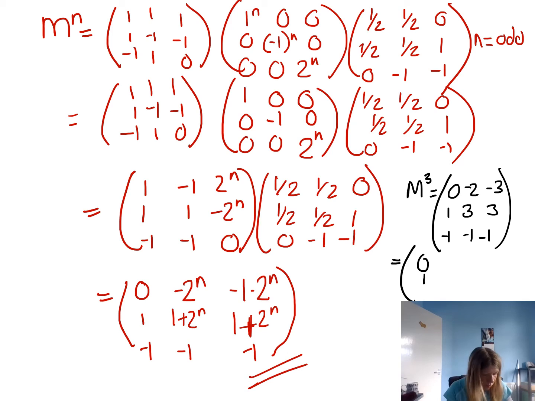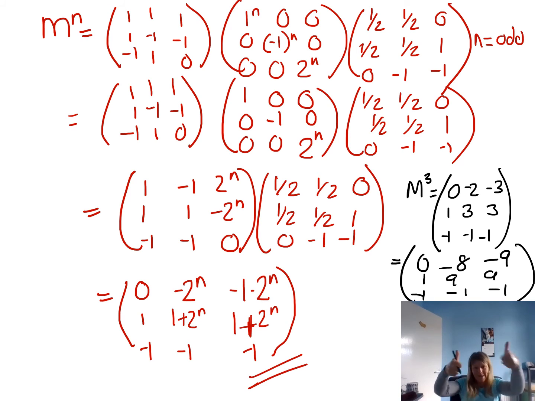So you get 0, minus 8, minus 9, 1, 9, 9, minus 1, minus 1, minus 1. And if you put 3 into here, let's see if you get that. Minus 8, that'd be minus 9, that'd be a 9, that's a 9, and the minus 1's are on the bottom. Fantastic. Super, it works. Our decomposition form works.